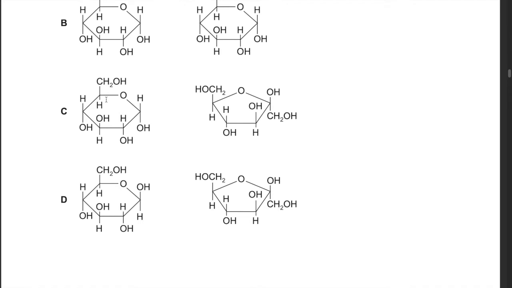The best answer is option C, as in C it is alpha glucose, whereas in D it is beta glucose, as the OH group lies above. When the OH group lies above the plane, it is beta glucose. When the OH group lies below the plane, it is alpha glucose. Therefore, since it is below the plane in C, the answer is C.